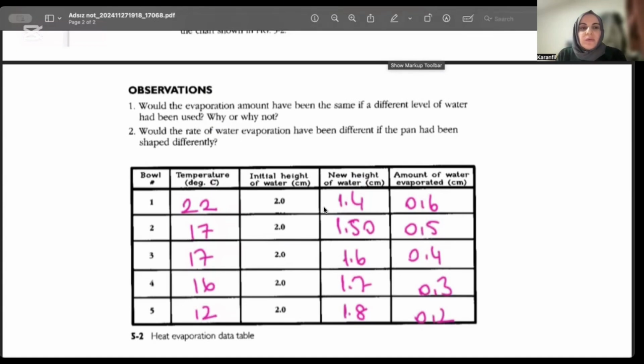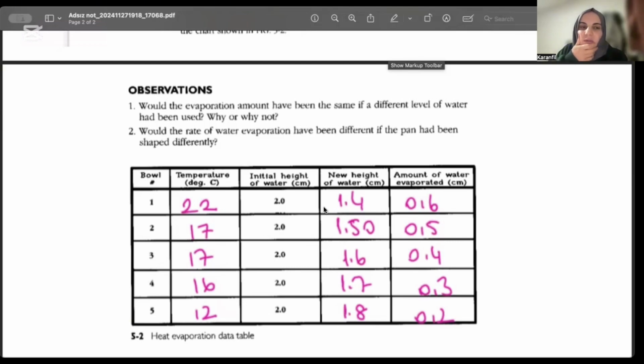First question is, would your evaporation amount have been the same if different level of water had been used? Why or why not? Actually, no, the evaporation amount would not have been the same if a different water level had been used. This is because the surface area exposed to the air does not change with water level, but the total water volume does. A larger volume of water would take longer to evaporate entirely, even though the surface evaporation rate remains the same. Additionally, the heat distribution within the water might vary slightly, affecting the evaporation rate.